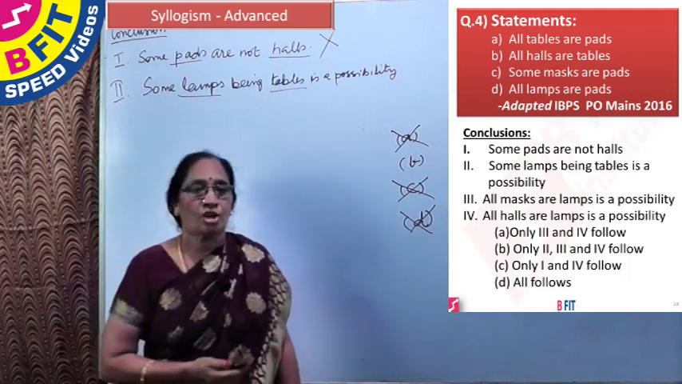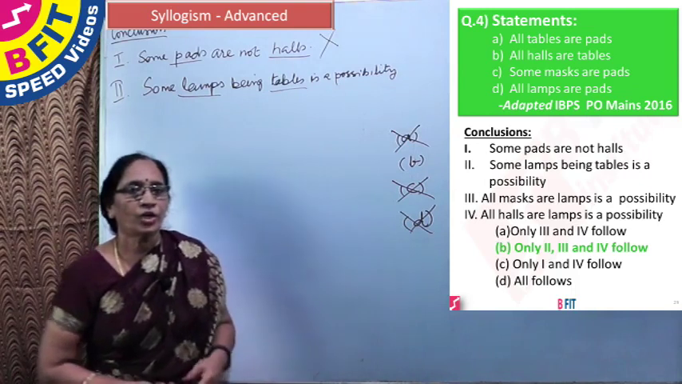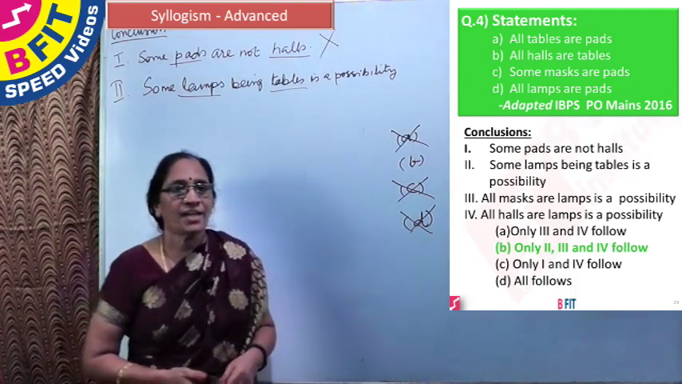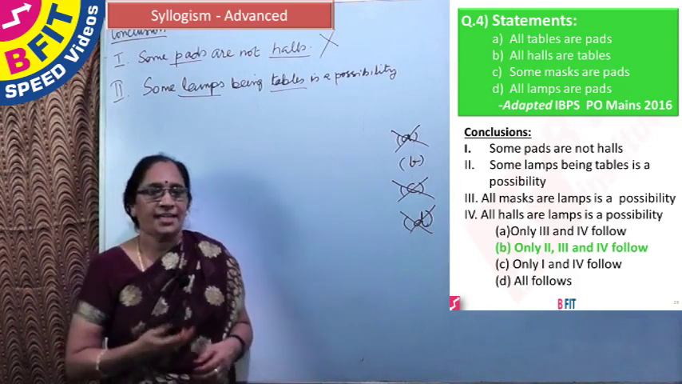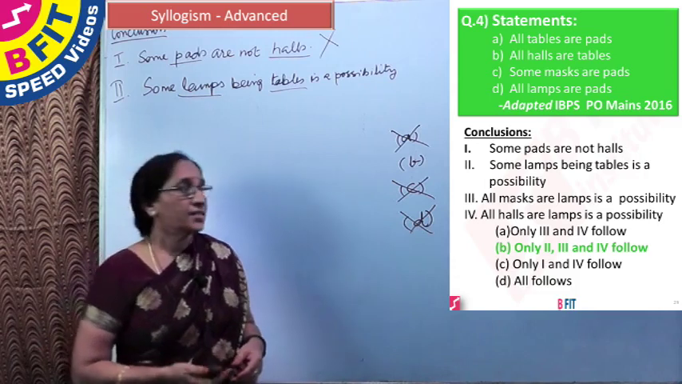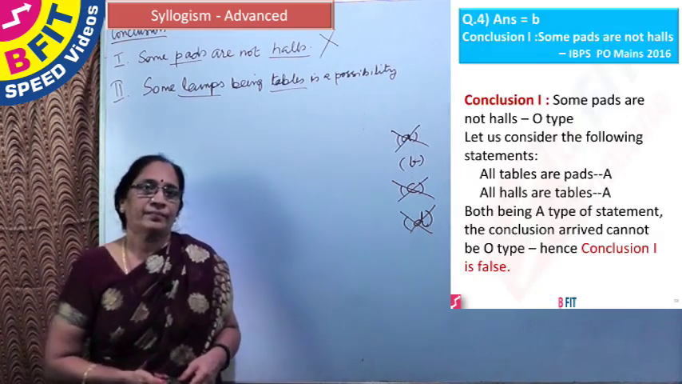Let us check the answer option. Yes, the answer is option B. We are not going to waste our time by checking conclusions 3 and 4 because we have already eliminated options A, C and D, and the only available option is option B, and hence we go with the answer to be option B.